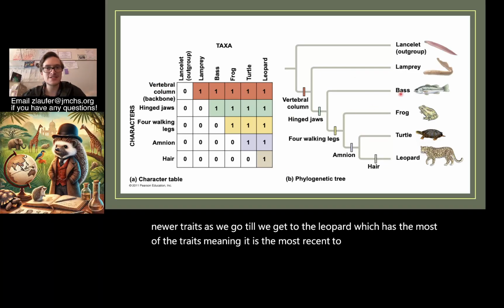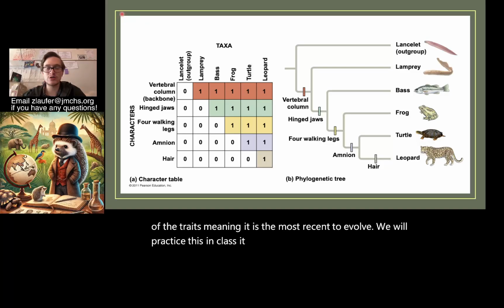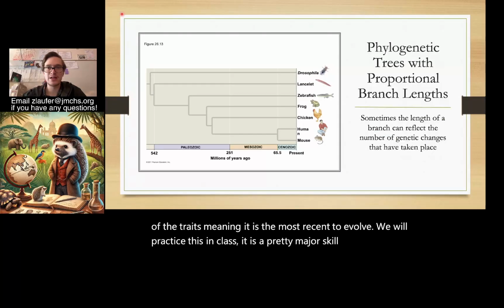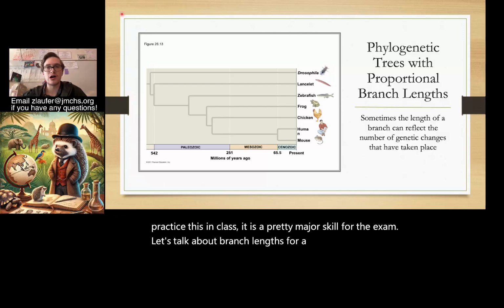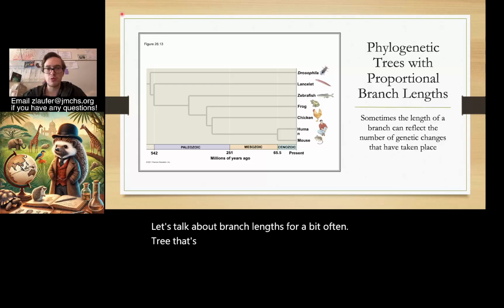We will practice this in class. It is a pretty major skill for the exam. Let's talk about branch lengths for a bit. Often, the tree that's drawn will have proportional branch lengths. Sometimes they'll actually give you a timeline down below.